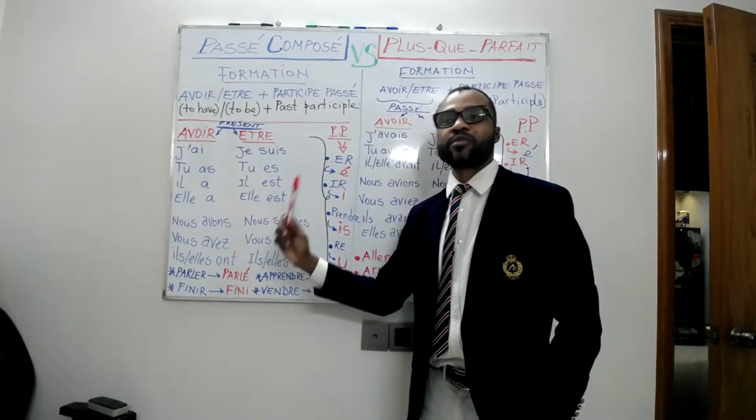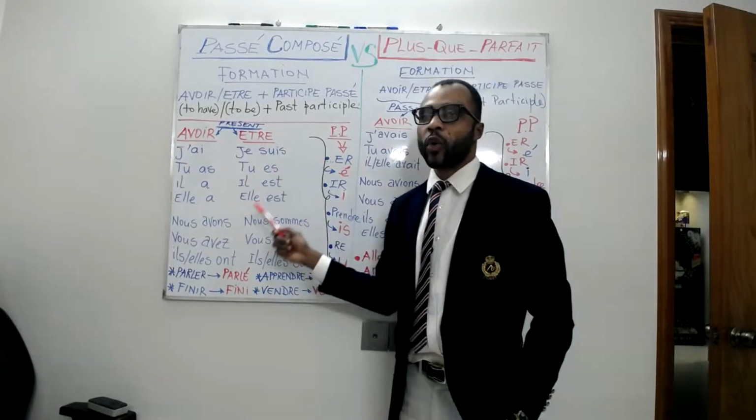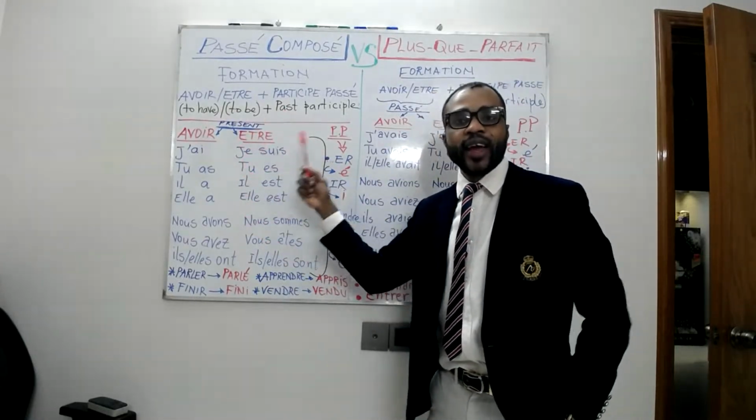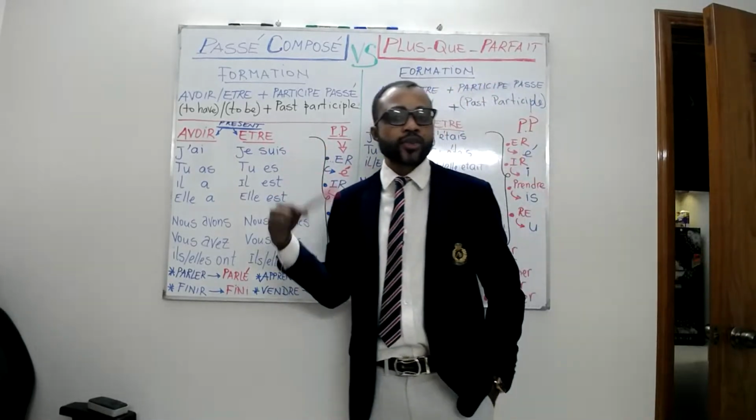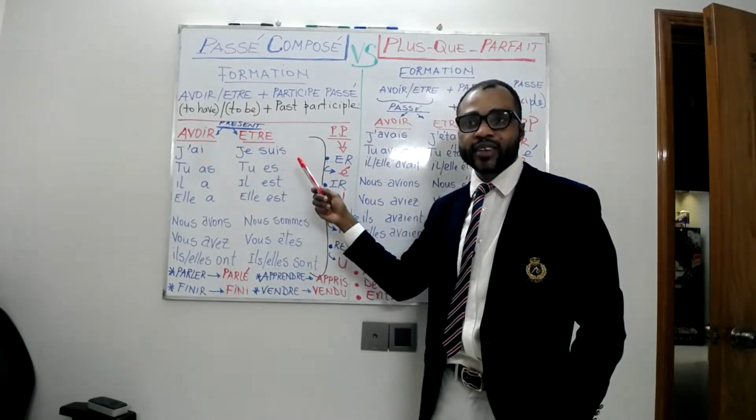Elles ont, which means they have. Très bien. Now let's go with the present tense of the verb être. Être, which means to be. So first we need to master the auxiliary verbs, avoir and être.